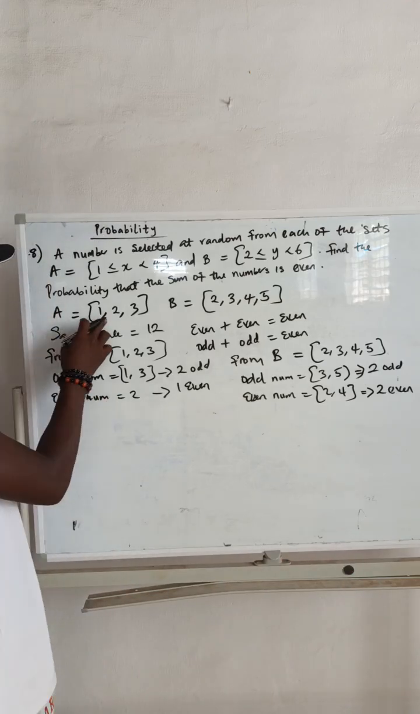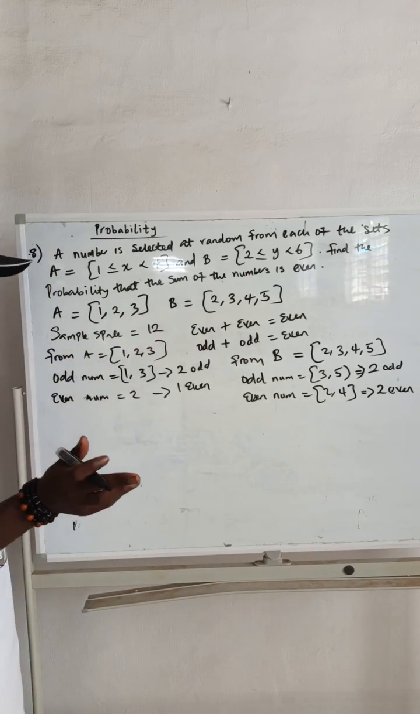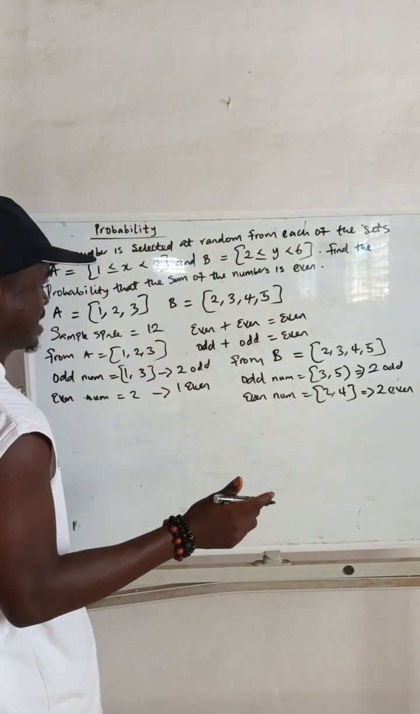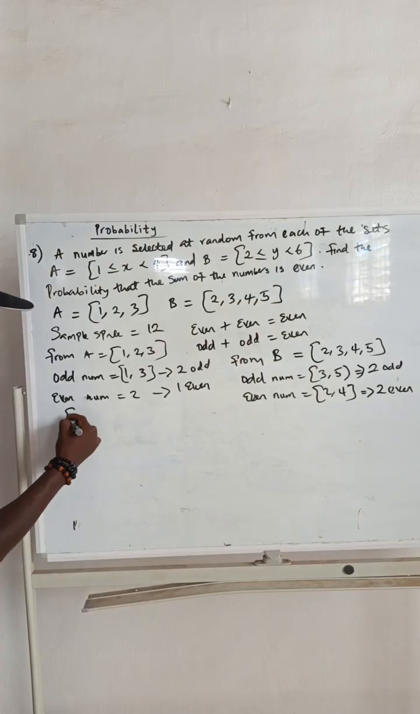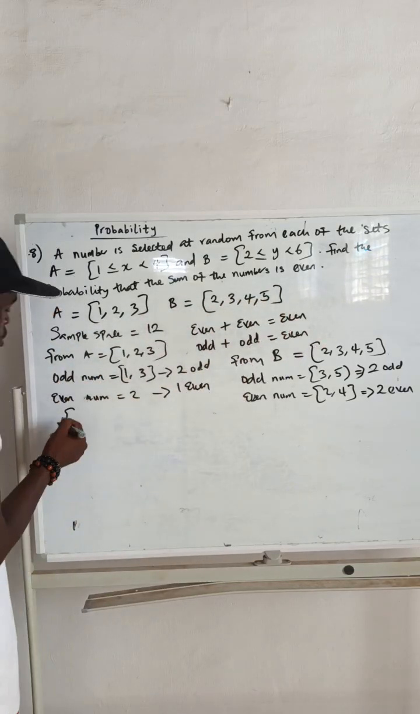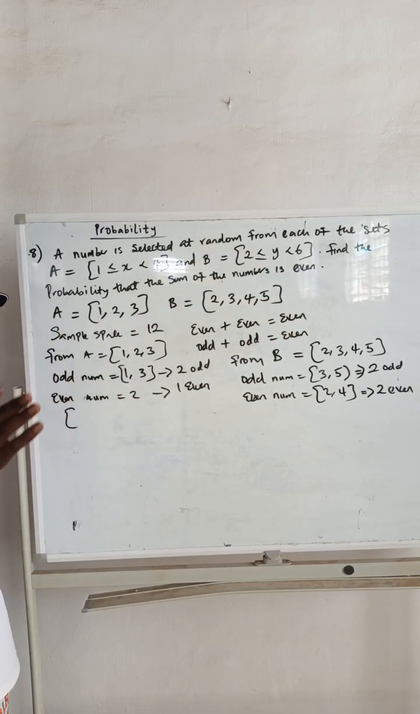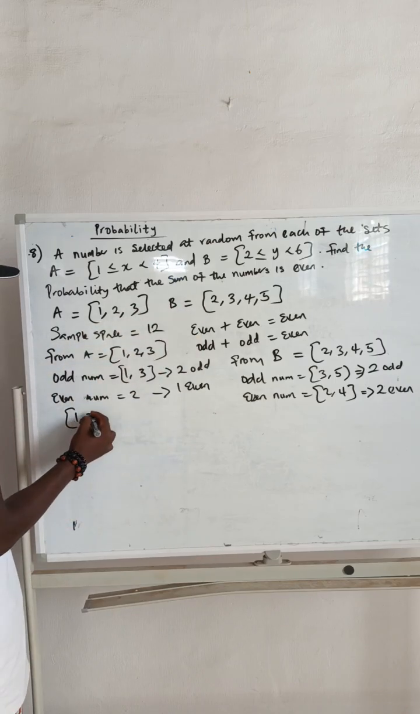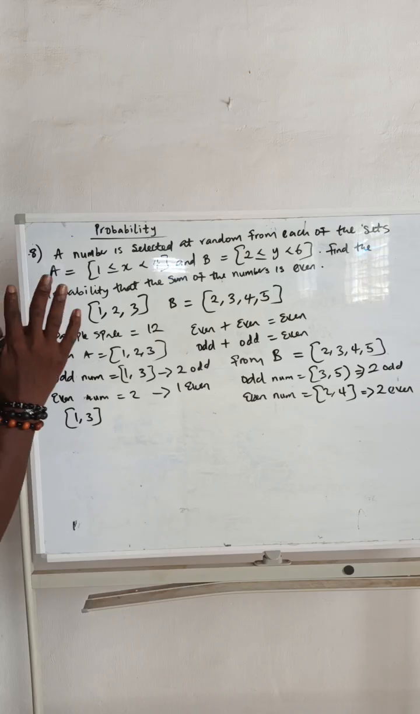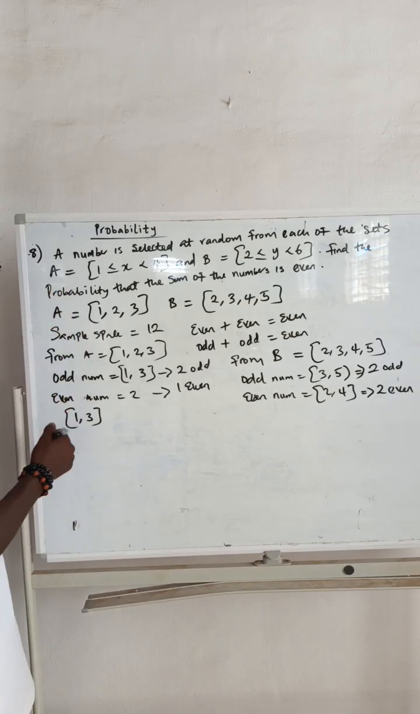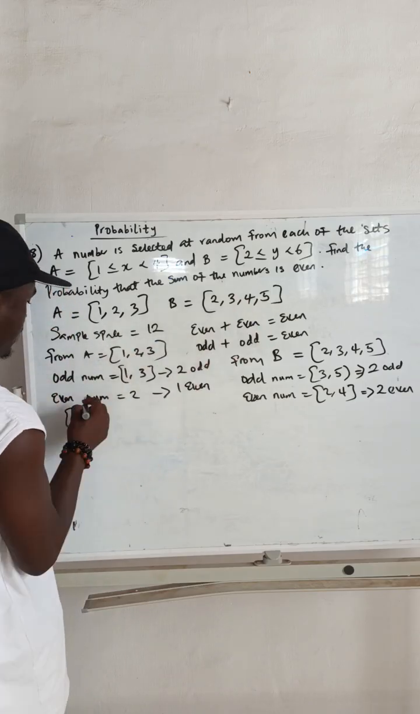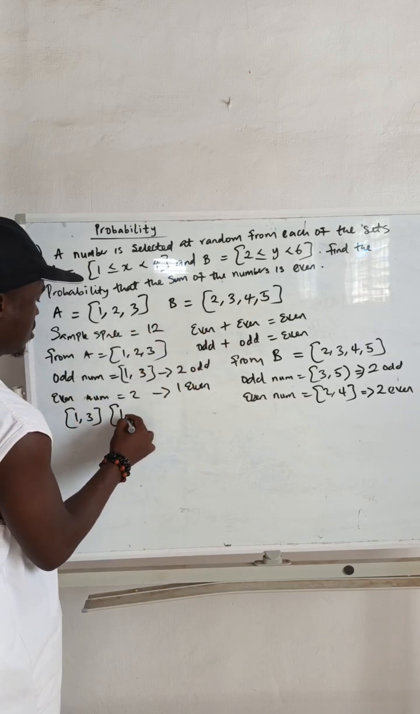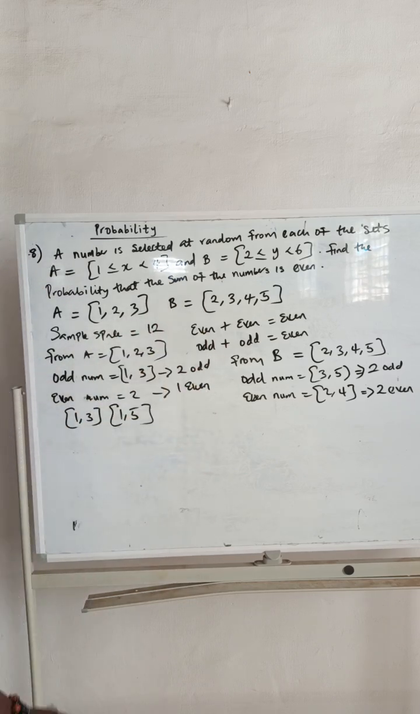If I say 1 plus 2 gives me 3, that is odd, so I cannot consider that. I just want to give you the logic. Look at it: 1 plus 2 gives me 3, that's odd, I can't use it. How about 1 plus 3? 1 plus 3 gives me 4. I can use that. Now the next one: 1 plus 4 gives me 5, I can't use that. 1 plus 5 gives me 6.